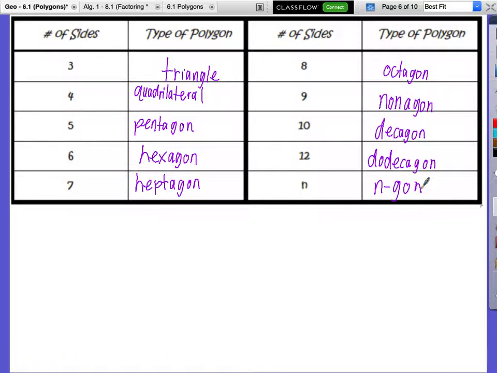For 11 sides or 13 or more, we just say n-gon. So you can call it an 11-gon, a 13-gon, a 14-gon, a 284-gon. Isn't there actually a word for a 100-gon? It really is.